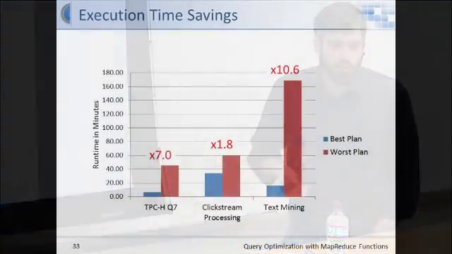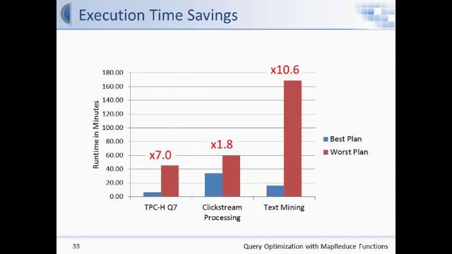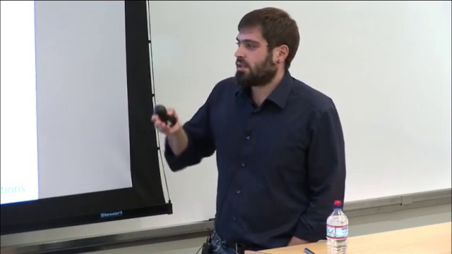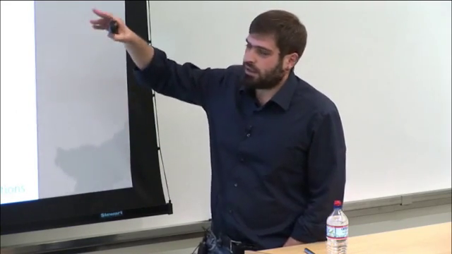What we also found is that if you have an optimizer that can reorder operators, you can get benefits in execution time. So in our setting, in a very small cluster of 4 machines, we got a 7 times difference for TPC-H query 7. We got 2 times better plan for clickstream processing, and 10 times better plan for text mining.